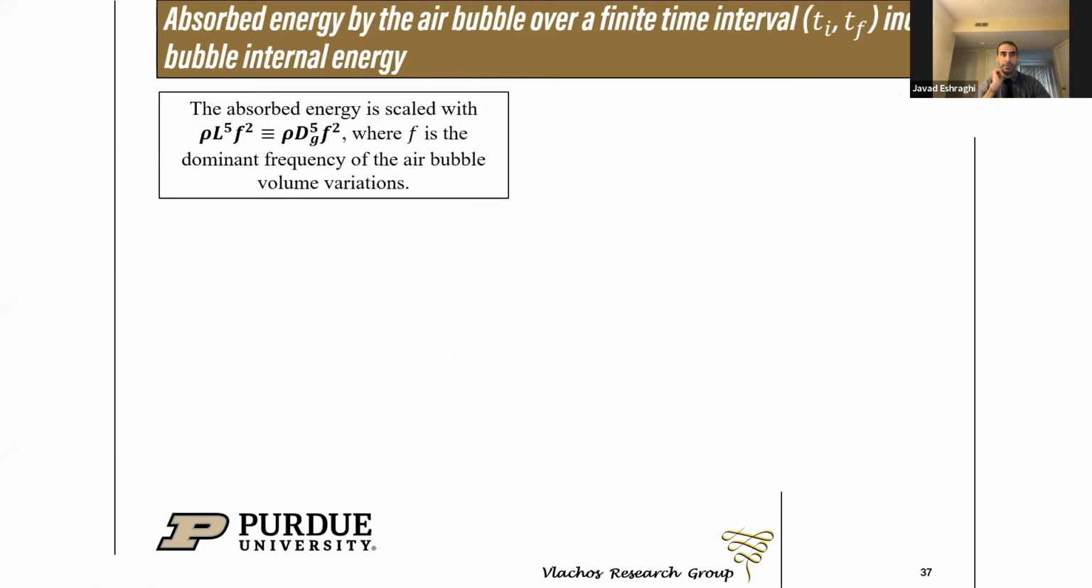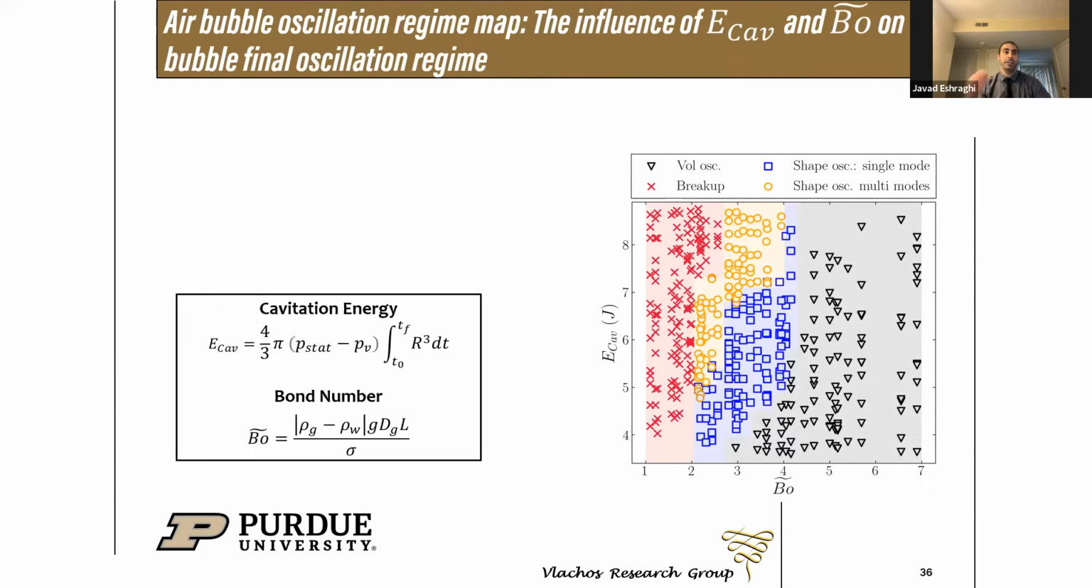We conducted a parameter study by varying the air bubble size, cavitation energy delay, cavitation generation delay, and laser power, plus elucidating the influence of cavitation energy, relative distance, and bond number on the air bubble final oscillation regime. This plot here illustrates the air bubble oscillation regimes map based on the induced cavitation energy and a modified bond number that includes the distance between the air bubbles and cavitation bubble size.